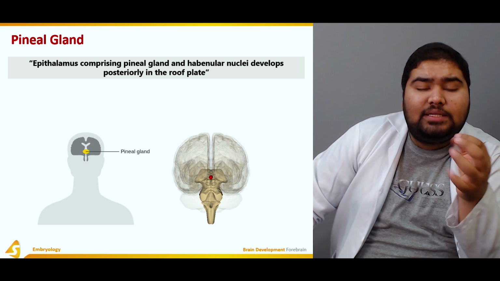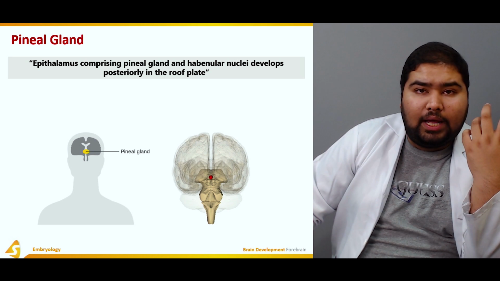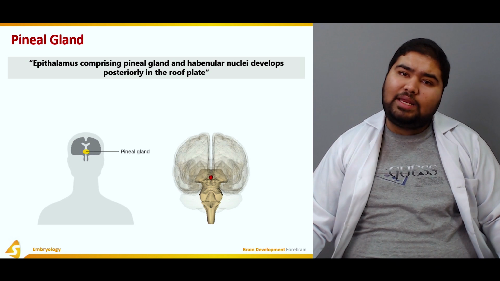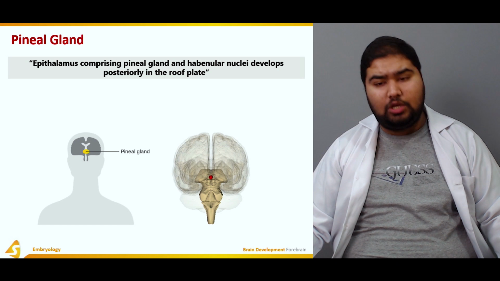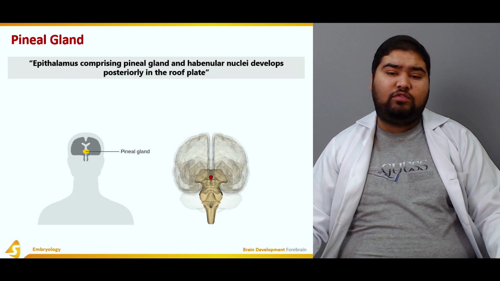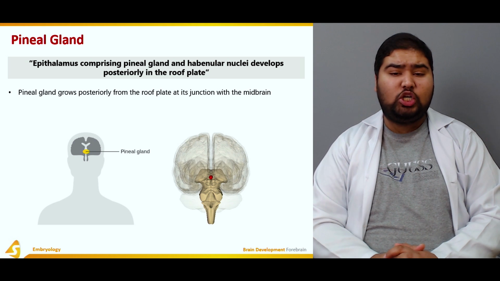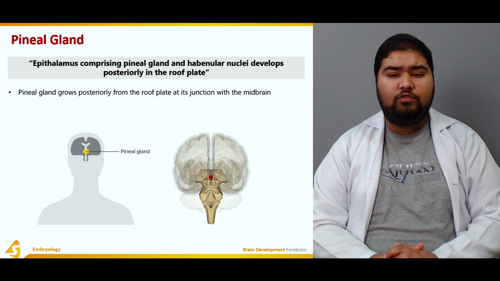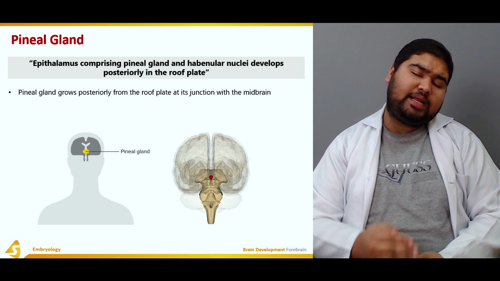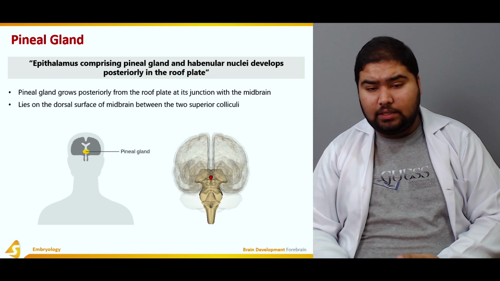Now the epithalamus consists of the pineal gland and the habenular nuclei. Two things make up the epithalamic region, the pineal gland and the habenular nuclei. These are present in the posterior aspect of the roof plate. Now, the pineal gland grows posteriorly from the roof plate at its junction with the midbrain. So when the roof plate comes into junction with the midbrain, it is from where the pineal gland grows.